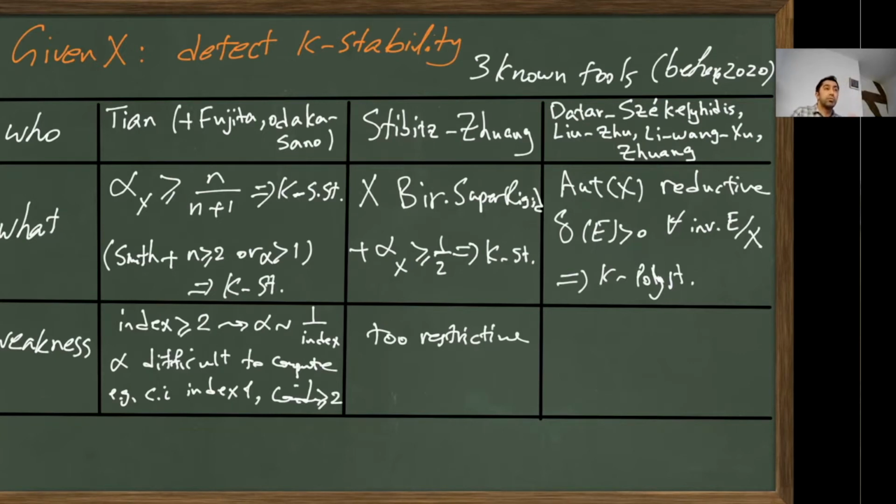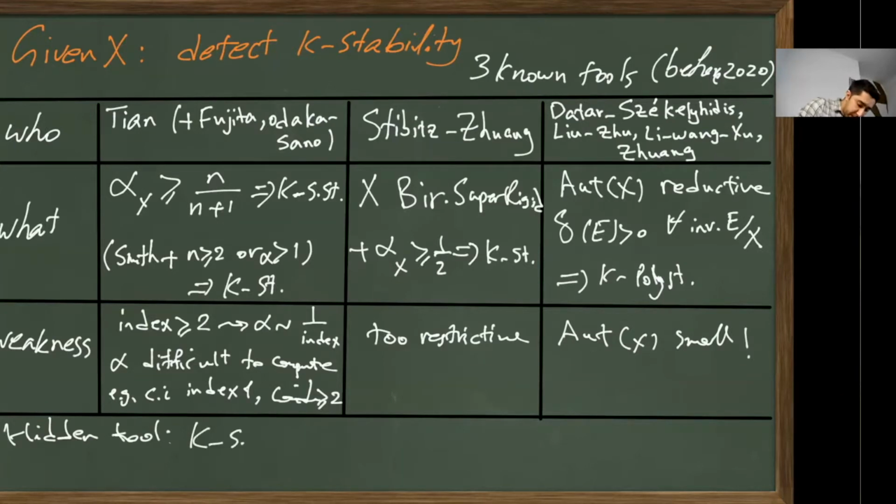Birational superrigidity is a really strong condition, and that alpha at least a half is probably redundant. And the weakness here is obvious: if the automorphism group is small, there's not much we can do. And there's a hidden tool, if you like, that we know K-semistability is open in the moduli.